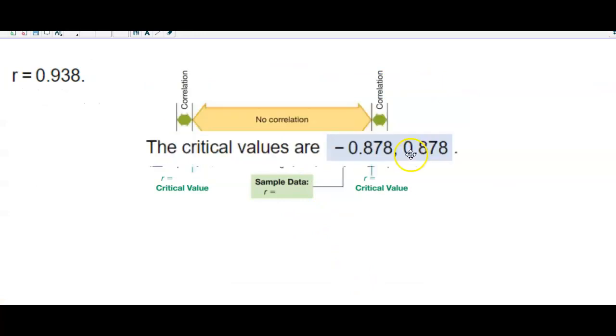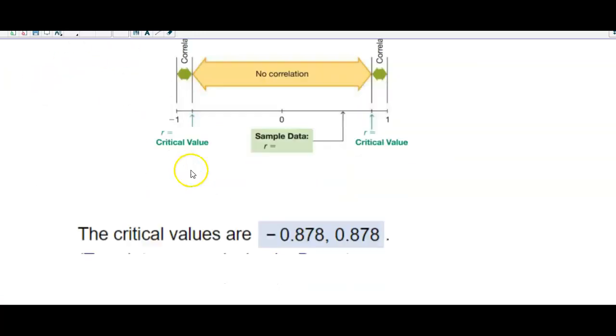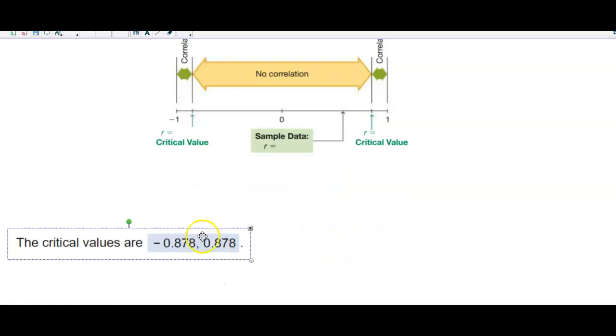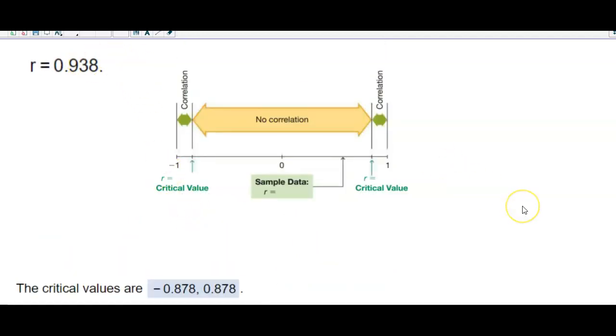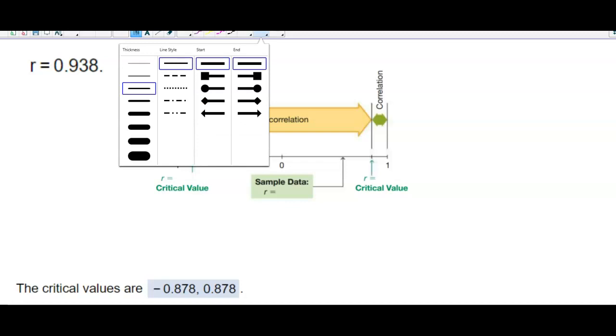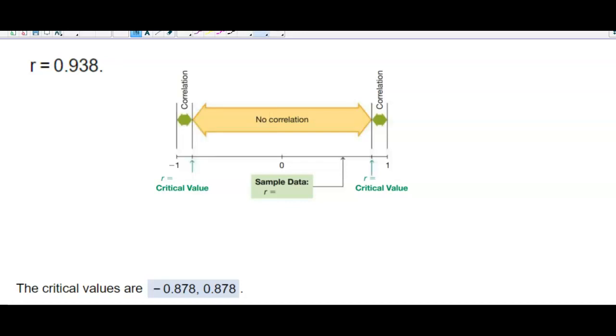Okay, so now that I have that, I'm going to fill in this graph, because this graph is going to tell me whether there's a correlation or not. So what I want to do right now is write in my critical values. My critical values are negative 0.878, and then over to the right, our critical value is 0.878.